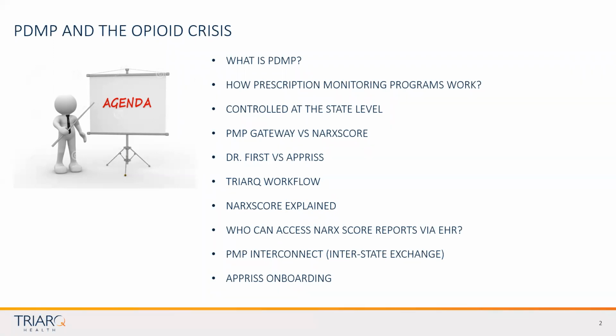We'll also review the two solutions that we have available through our EHR integration with Dr. First. And today we're really more focused on the Appriss EHR integration. We'll show you how it's embedded within your Triarch QEMR workflow. We'll give you a little insight into what the Narc Score is all about and help you understand who's able to access Narc Score reports through the EHR integration. We'll also talk a little bit about PMP Interconnect, which is the interstate exchange. And then we'll sum up with how you go about onboarding with Appriss.